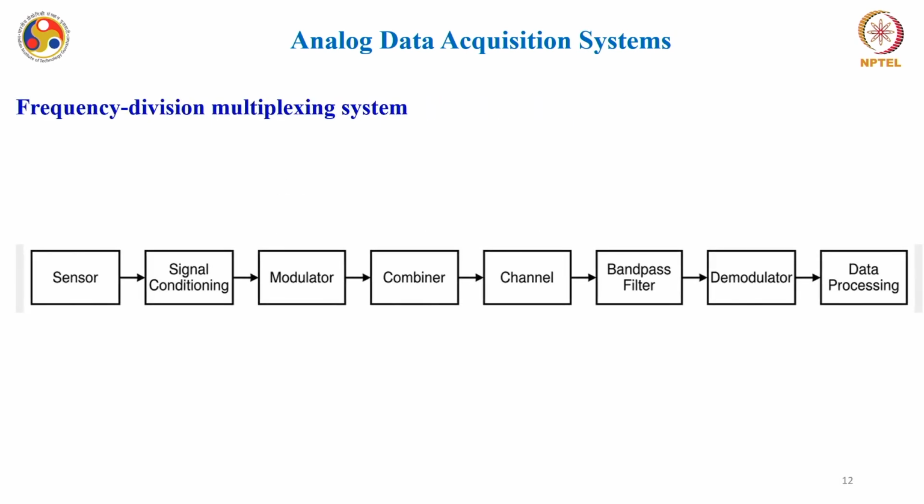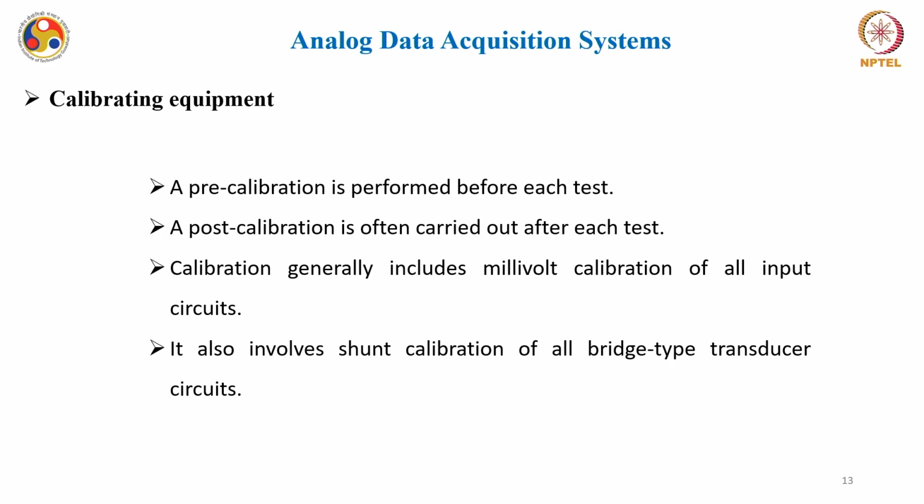So let us see some other parts of the analog digital acquisition system. What we have seen is the multiplexing part. But there are several other components that we have seen in the previous lecture about the analog data acquisition system, like calibration equipment. It is equipped with the calibration system. A pre-calibration is performed before each test and a post-calibration is also carried out after each test.